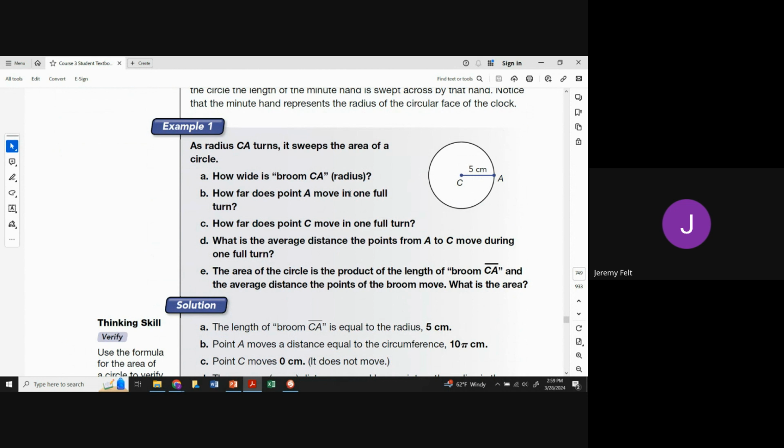How far does point A move in one full turn? Well, point A, if it went all the way around and back, that would be one rotation, or that would be the circumference of the circle. So we would do 2 pi r, so that would give us 2 times 3.14 times 5, 31.4, or if we left it in terms of pi, it would be 10 pi.